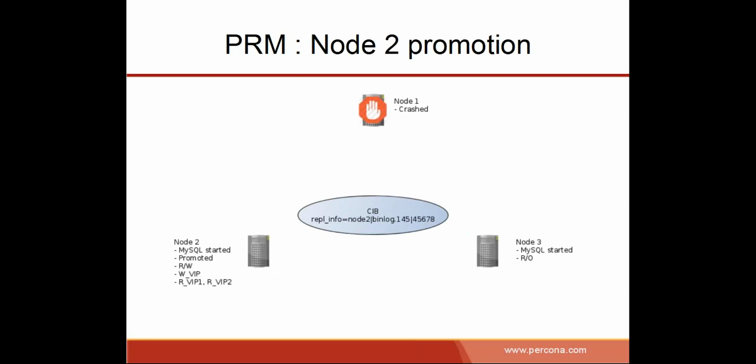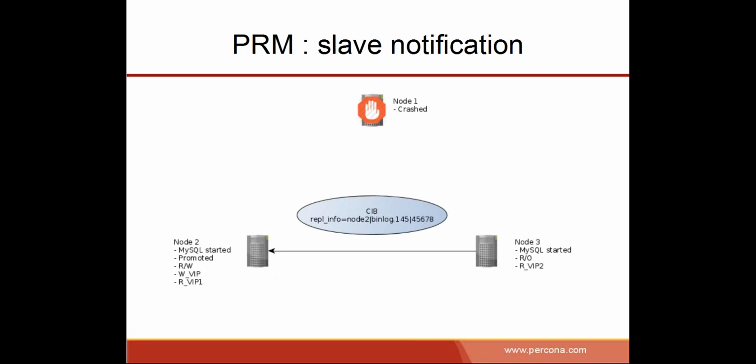The VIPs will all move to node 2, and after that there will be a notification of a new master. Node 3 will, like before, query the CIB, figure out that now it's node 2, connect to node 2, act as a slave, and be able to run a virtual IP for the reads.